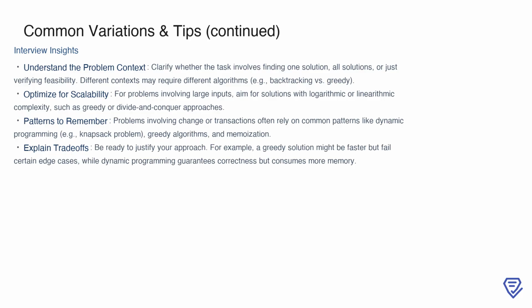For example, while a greedy algorithm may be faster, it might not handle all edge cases reliably. On the other hand, dynamic programming guarantees correctness but might consume more memory. Being able to articulate these trade-offs demonstrates your understanding and problem-solving flexibility.